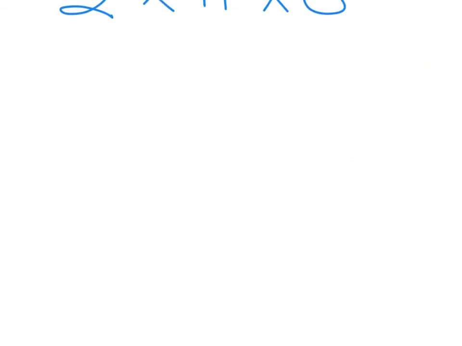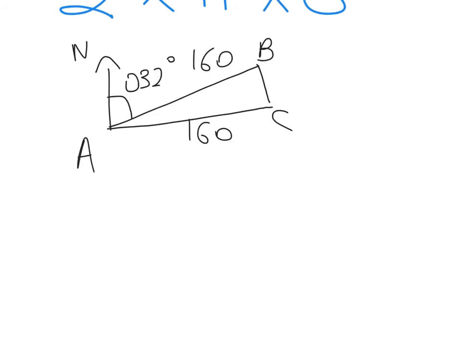Okay, next one. We've got Jane is taking part in an orienteering competition. She should have run 160 metres from A to B on a bearing of 032. However, she actually ran 160 metres from A to C on a bearing of 052. So from north in a clockwise direction, she should have gone 032 degrees to get to B, but she actually went from north clockwise 052 degrees to get from A to C. Now 52 degrees and that bit's 32 means that small angle in there is 20 degrees.